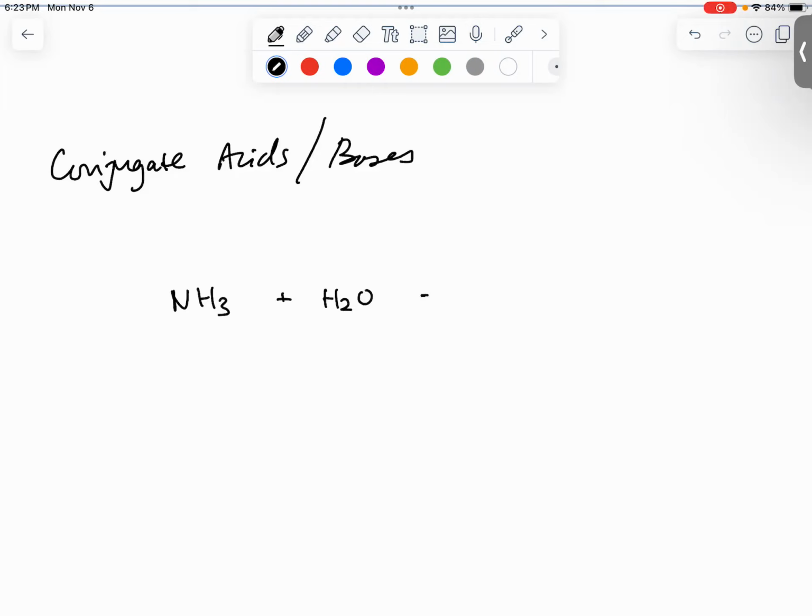It reacts with water to become NH4 plus and OH minus. Now there's a little story about these acids and bases, but we'll go deep next year again. When we talk about acids and bases, we have two definitions that we use in the AP curriculum: the Arrhenius definition and the Bronsted-Lowry definition.